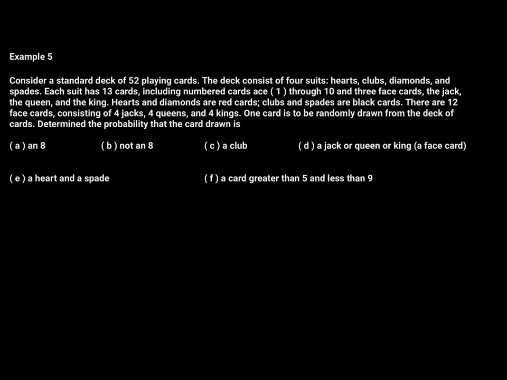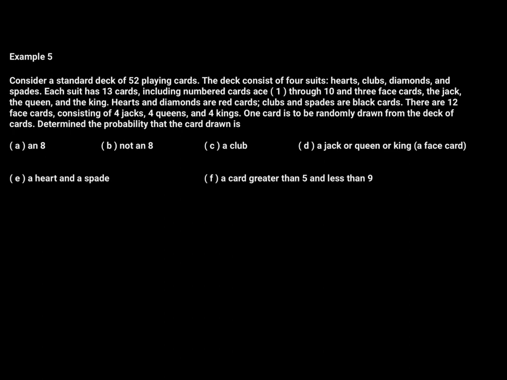Okay, folks, I think this might be our last example. Consider a standard deck of 52 playing cards. The deck consists of 4 different suits: hearts, clubs, diamonds, and spades. Now, each suit has 13 cards. 13 times 4 would be 52 total cards, including the number 1, which is the ace, through 10, and 3 face cards: the jack, the queen, and the king. So each suit has all of those: the hearts, the clubs, the diamonds, and the spades have numbered cards 1 through 10. Remember, 1 is the ace, and then the 3 face cards: jack, queen, and king.